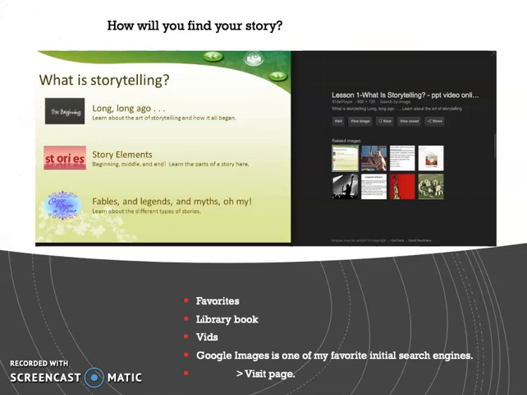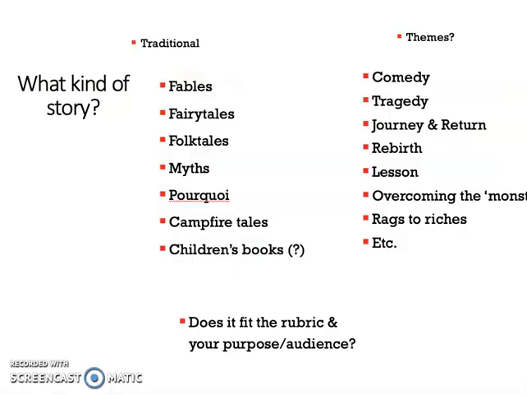How are you going to find it? Well, you can just probably think of one that has the components that we need that are on the rubric. Or you could go pick out a book. The Art Circle Public Library is amazing, and that's in Cumberland. You might check out some of the kids' books. You might watch some storytelling vids, and Google Images is one of my favorite initial search engines because it lets me visit pages.